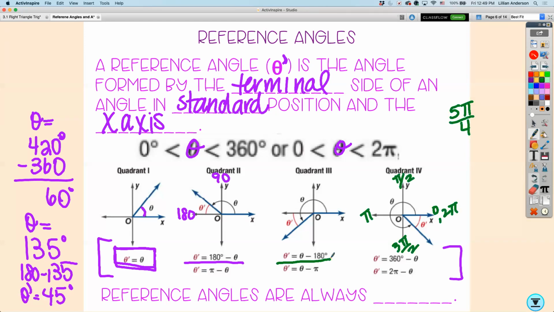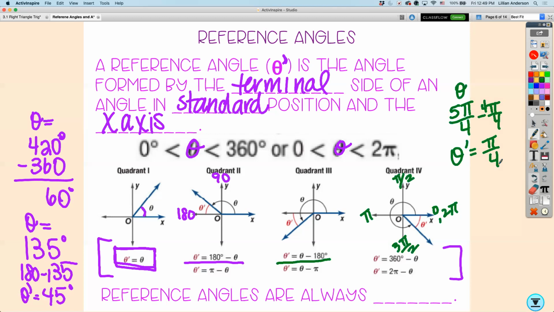Well, here's theta. I need to subtract pi from it. How do I subtract pi from 5 pi over 4? You have to make sure the denominators are the same. So what do I do there? Very good. And what's 5 pi over 4 minus 4 pi over 4? So my reference angle for 5 pi over 4 is pi over 4. And I can do the exact same thing with the angle that's in quadrant 4.